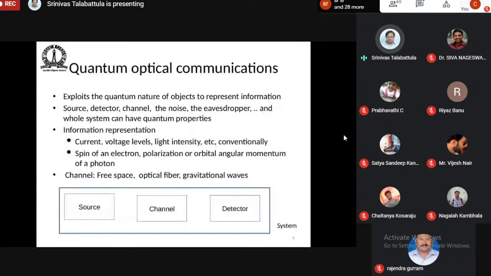Let me continue with whatever is there in the slides. You know that you will use the quantum nature of objects to represent information. In quantum information theory, you use the quantum nature of the objects to represent it, not classical in nature. For example, in electronics, you use current levels or voltage levels. 0 represents a certain current level, 1 represents another current level, say milliamperes or something like that. Or you can also use light intensity. So 0 milliwatts will represent 0 bit and 1 milliwatt represents 1 bit, and it is very deterministic.